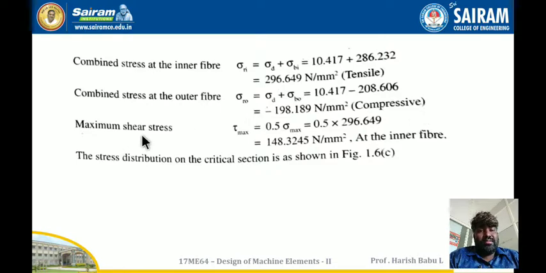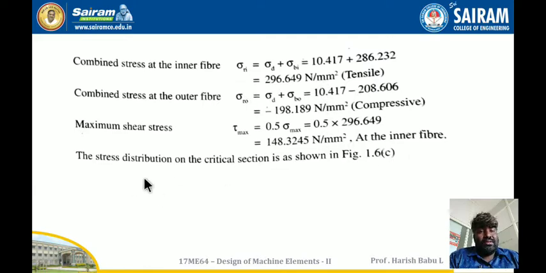The maximum shear stress, tau maximum, is 0.5 times sigma max. You have to select the value from these two, whichever has the maximum value irrespective of the sign. In this case it will be the tensile one, that is 296. So I'm going to substitute. The maximum shear stress will be 148.3245, and it's going to take place at the inner fiber of the frame.